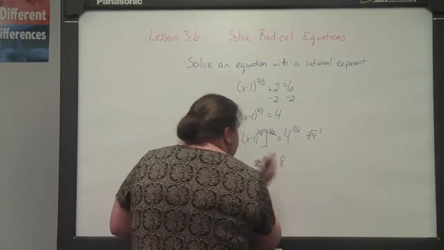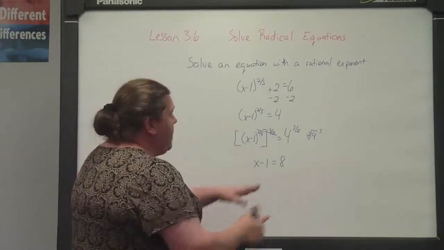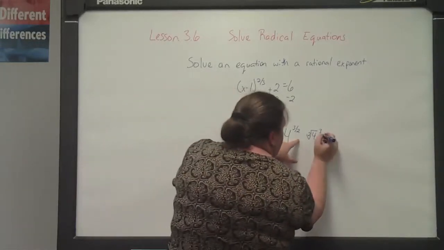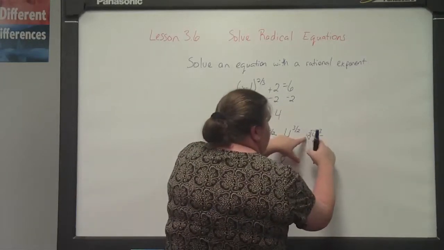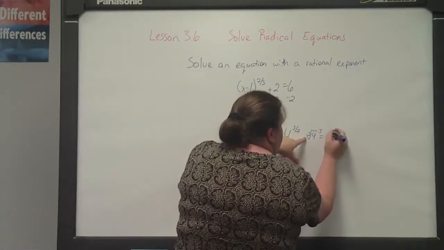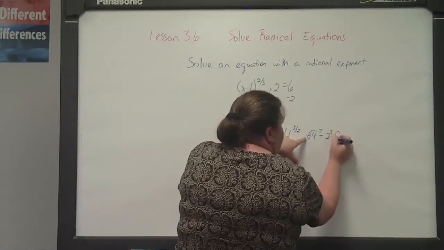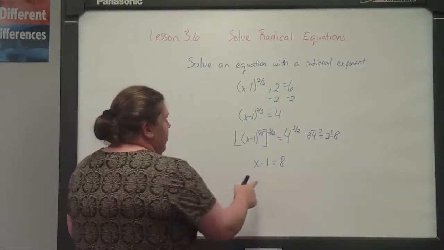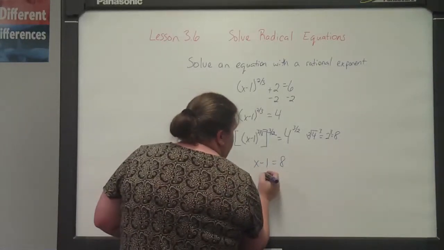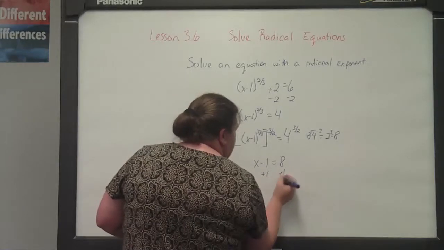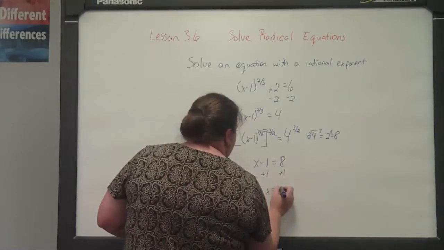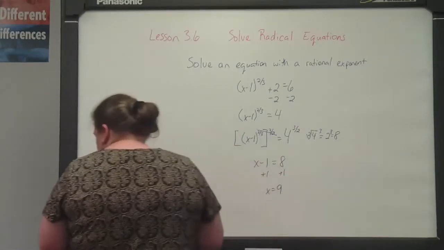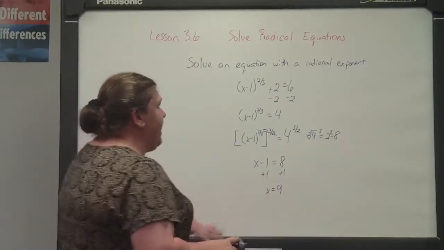Alright? So I'm going to go ahead and write 8 there. And again, that's where I get this. I have the square root of 4 is 2 cubed, and then 2 cubed is 8. So I'm going to go ahead and write 8 right there. The last thing I want to do is move my negative 1, so that becomes a positive 1, plus 1, so x equals 9. So again, if I want to, I can check it.